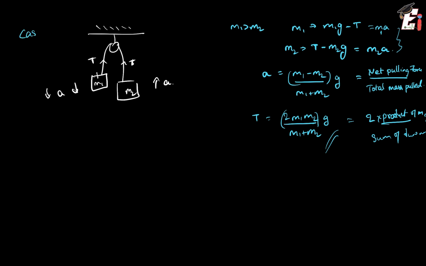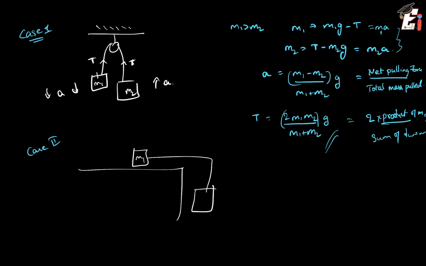This is case 1. If you talk about case 2, questions like this, in such questions, what is going to happen? See here, this is my mass 1, and mass 2 is hanging here with a pulley. Here acceleration is downward, and tension is going to be present here, and the object is having acceleration like this. Tension is there here like this.